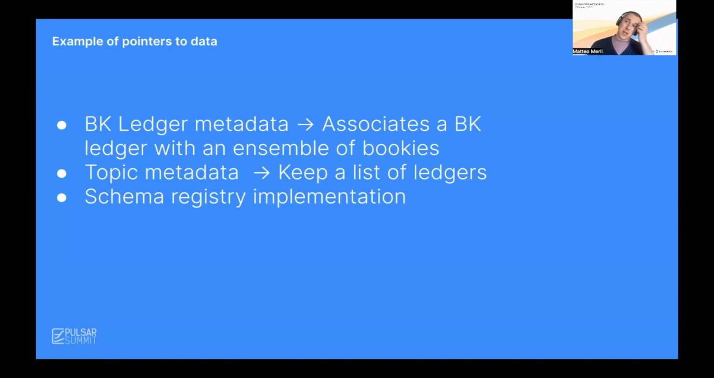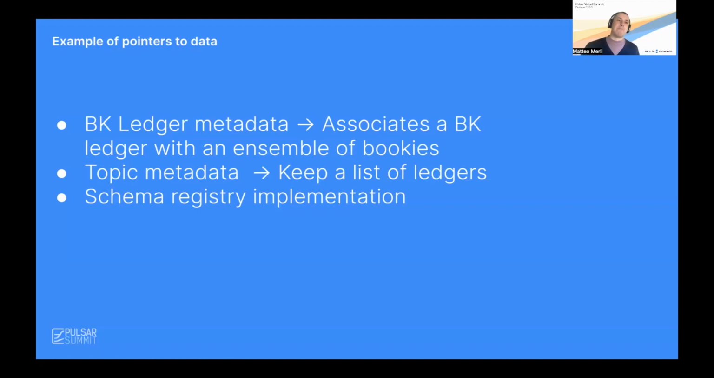Another example on the Pulsar side is the topic metadata. When you create a topic in Pulsar, the existence of this topic is marked by some piece of metadata that is stored somewhere. The core of that metadata is a list of ledgers. So we have multiple segments that represent the storage of this topic, and this is the list of segments. Now we can create a new one and append it to the list, and then delete it when the data is deleted.